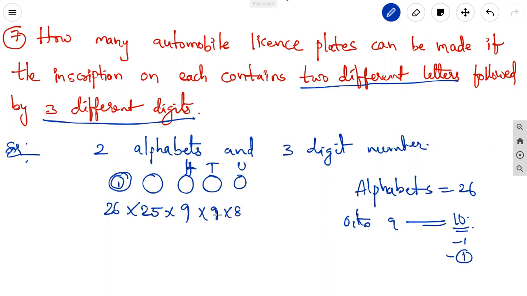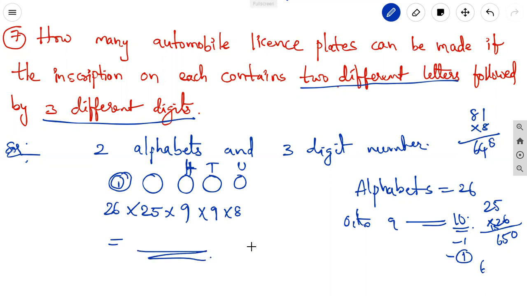8. So 9 into 9 into 8. The product of this: 9 9s are 81. 81 into 8: 8 1s are 8, 8 8s are 64. And 25 into 26. 25 6s are 150, 25 2s are 50. 50 plus 150, 650. 650 into 648. So we can take the product and write here. 650 and 648. We get the same answer.